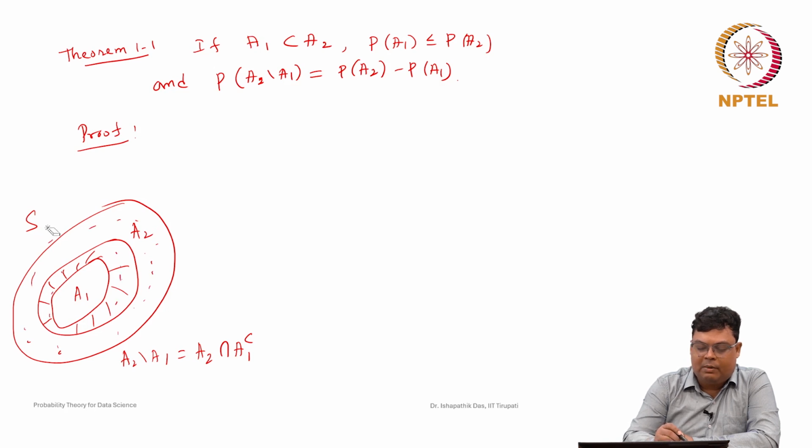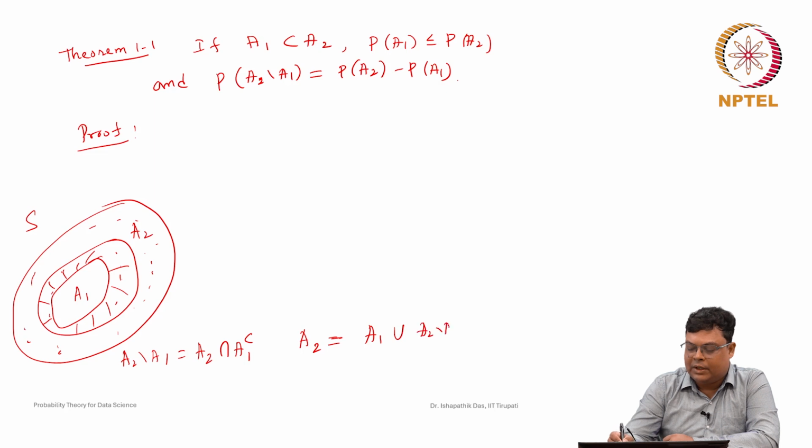So, all the elements in S which do not belong to an element of A1. So, if you take the intersection of A2 with A1 complement, this is nothing but A2 minus A1. Now, this set A2 can be written as a disjoint union of A1 and A2 minus A1.